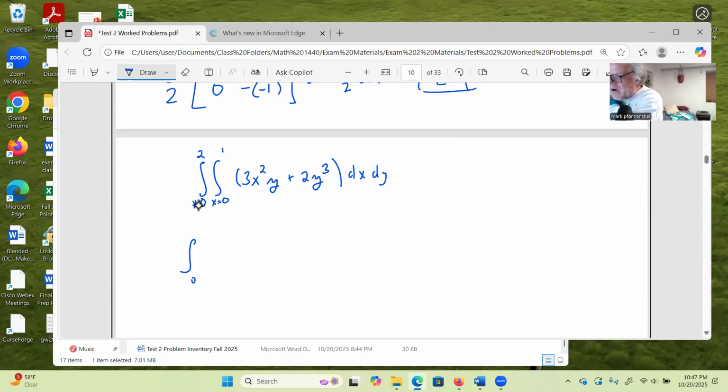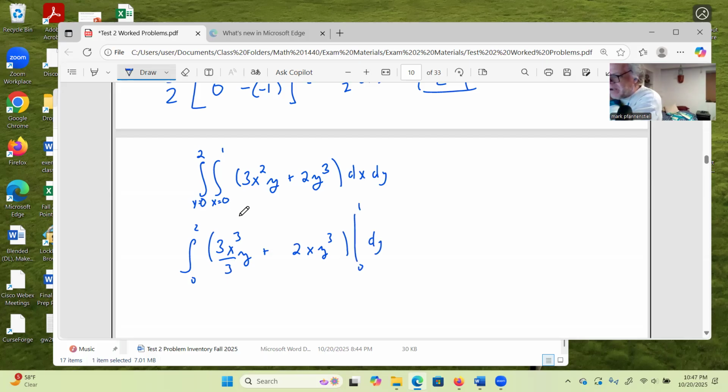We're going to keep our y from 0 to 2 and integrate the x. So we have 3x³ over 3 times y, where y is treated as a constant, plus 2xy³. Again, the 2y³ was treated as a constant. So we integrate with respect to x, and we ended up getting an x there. We still have a dy, and we're going to go from 0 to 1.